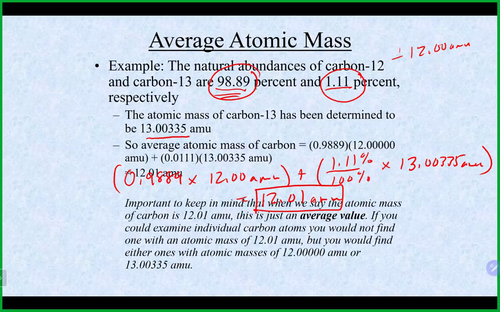Now, it's important to remember that although we consider the atomic mass of carbon to be 12.01, if you could actually pick up all the carbon atoms themselves and weigh them, you would never find one that's exactly 12.01. You would either find one that is the mass of carbon 12, which is 12, or you'd find one that is the mass of carbon 13, which is 13 and some change. So even though that is the mass of carbon, you would never really find one there because it's just an average value of our naturally occurring isotopes.